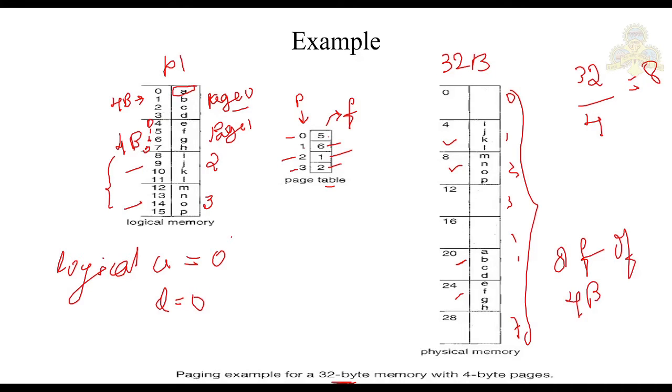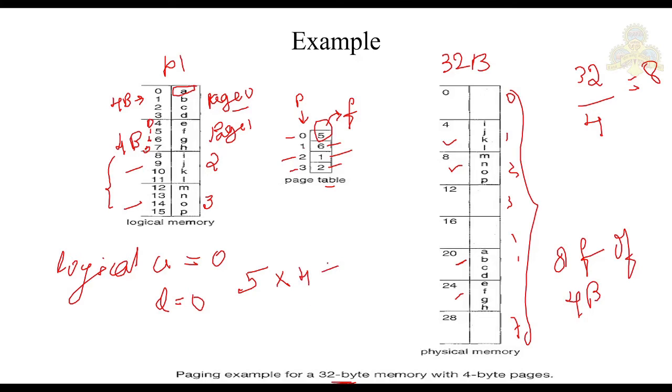Then how do you calculate the physical address of this A in the main memory? For that, first you have to check the frame number where this particular page, or logical address 0, is present. So A is present in page 0. Just check in which frame it is present. It is present in the fifth frame, right? Then you have to multiply this frame number with the size of each frame. What is the size of each frame? That is 4 bytes, right?